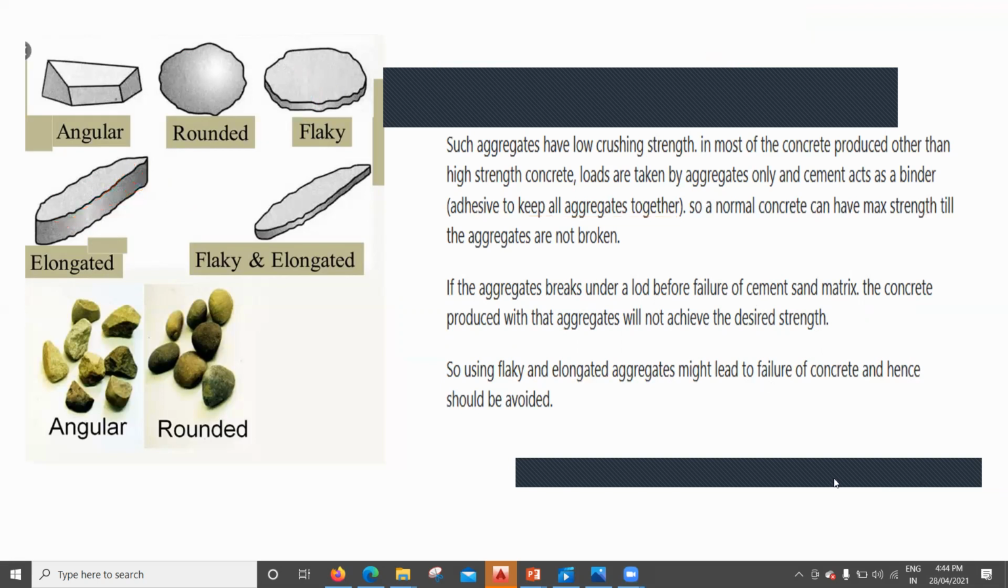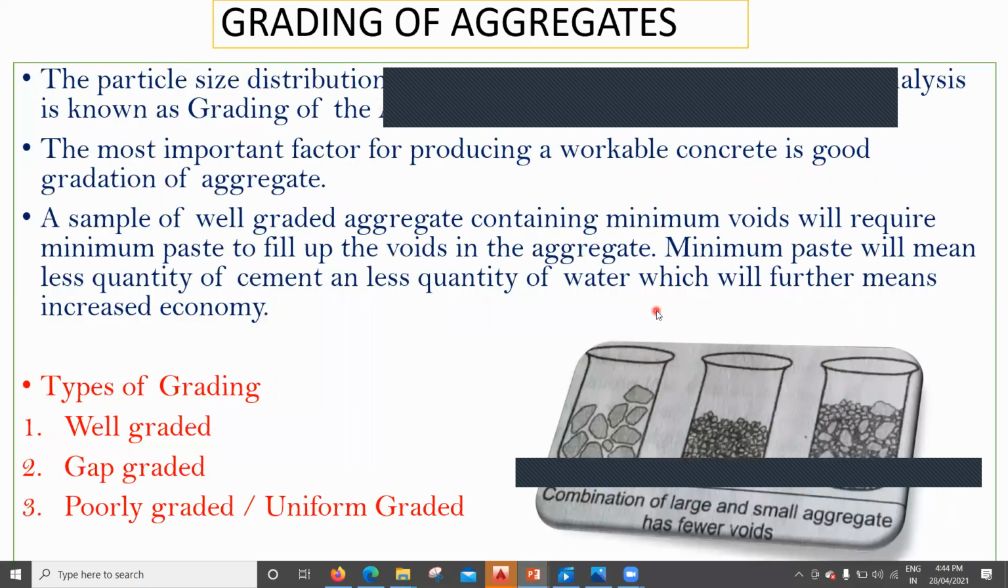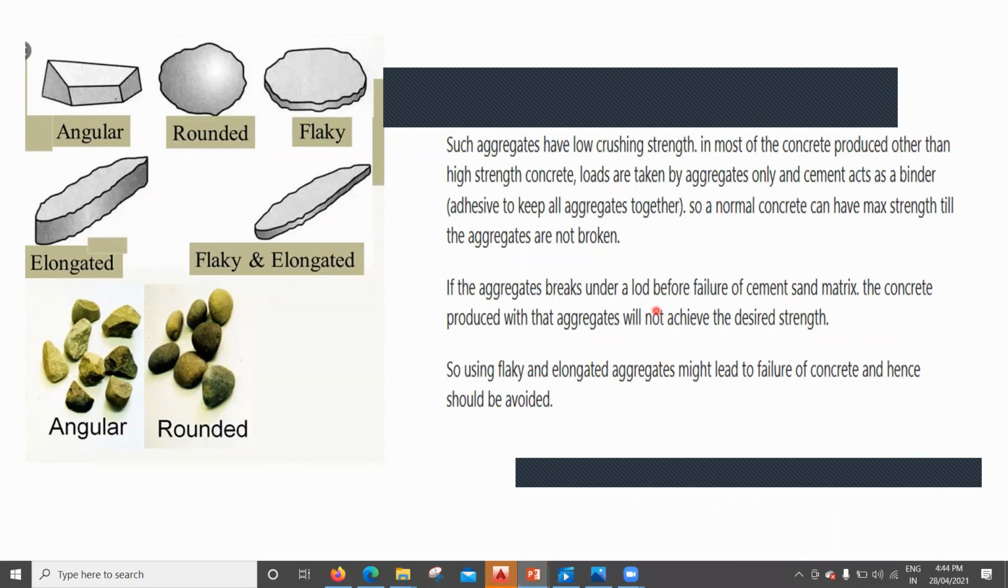So what is the next point of discussion we have? Next is grading of aggregate. So we'll try to see grading of aggregate in the next lecture. So in this lecture, our main intention was on angular aggregate and rounded aggregate, and also how the classification of aggregate has been done.